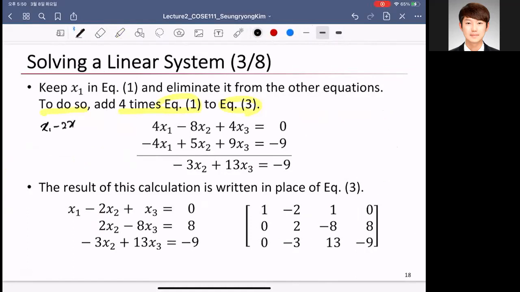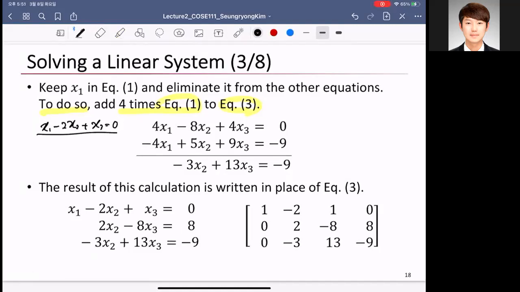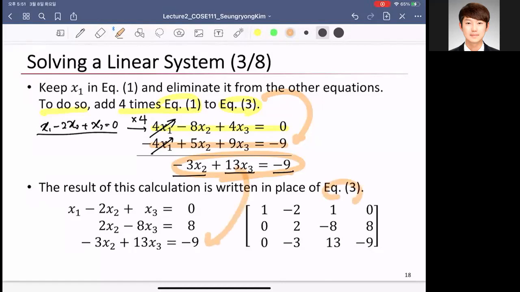x1, 2x2 plus x3 is equal to 3 was the original first equation. I multiply by 4, we achieve this linear equation, and this is the original equation 3. Right? Then if I just add these two terms, x1 is going to be eliminated, and we will achieve -3x2, 13x3 is equal to -9. This is our new equation, right? The result of this calculation, written in place of equation 3, looks like this.